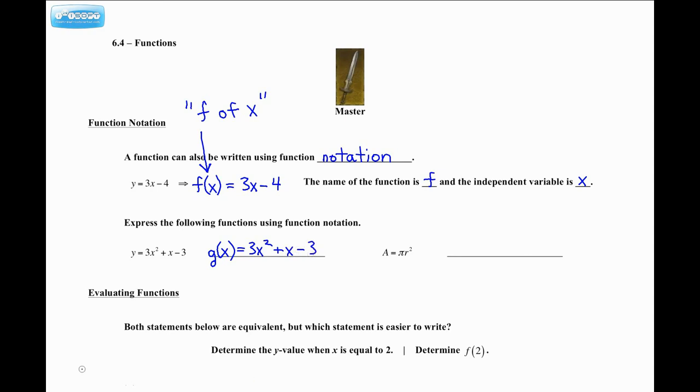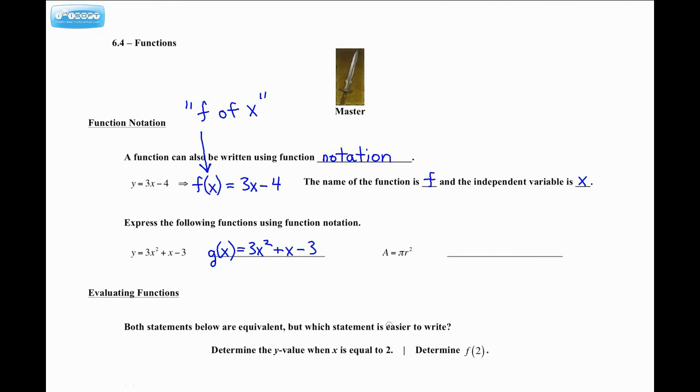You may wonder by now, what's the point? Why can't I just call it y? Well, let's say I had both of these relations on the same graph. And I say, what's the y value when x is 2? Well, you're not going to know which relation I'm talking about. But if I name them and then I specify f or g, then you know automatically which function I'm talking about.